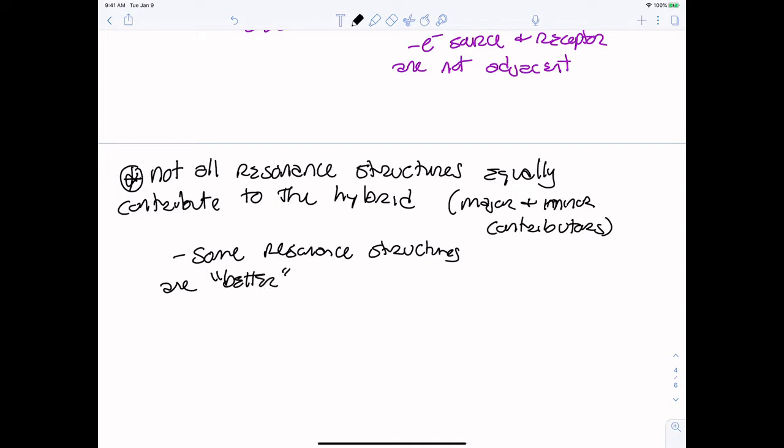they contribute more to the hybrid. We're going to call them better though. Basically, the hybrid is a weighted average, right? You could say it that way. The ones that are better are going to contribute more, right? They don't all contribute equally. Sometimes they do, right? If the structures are equivalent, if one is not better than the other, then they're going to contribute equally, which is all the ones that we've seen so far.